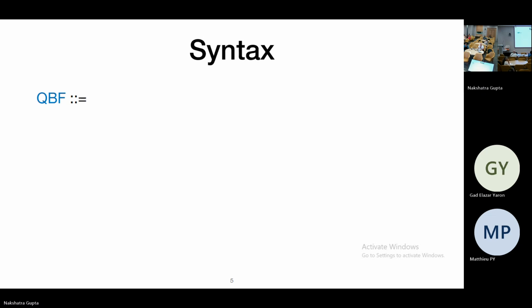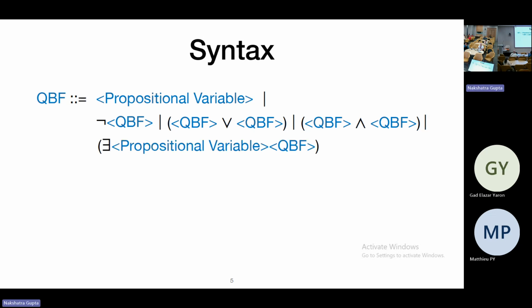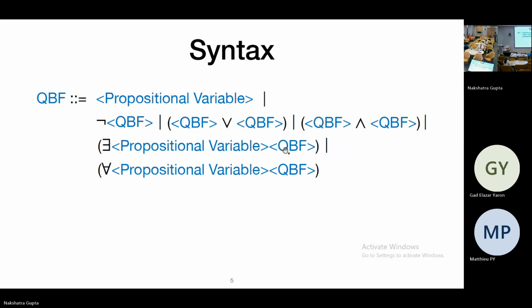Okay, so quantified Boolean formulas are just propositional formulas where you have propositional variables. If you have a quantified Boolean formula, its negation is going to be a quantified Boolean formula. You can use the usual connectives, and then what's on top of propositional logic is that you can existentially or universally quantify. So you can say there exists a propositional variable, and then a QBF, right? So that's existential quantification. You also have universal quantification.